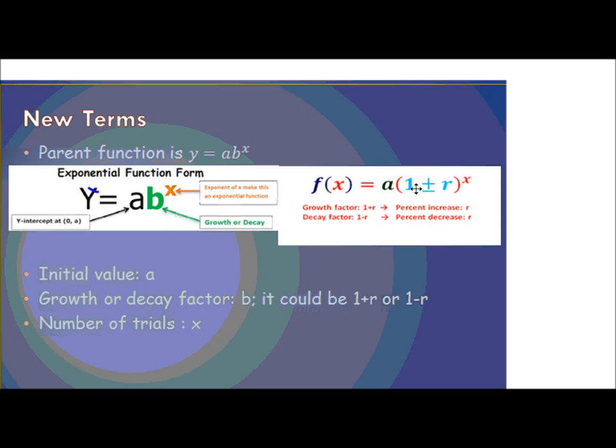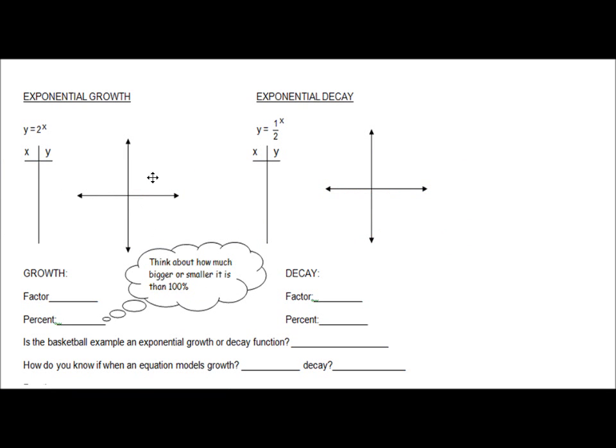If you see, b is 1 plus or minus r. If the growth factor is 1 plus r, there is a percentage increase, r. If it is a decay function, this is 1 minus r. So the initial value a, I've written it down, whatever I just told you. Let's go to the next slide. We'll look at this worksheet and try to complete this.